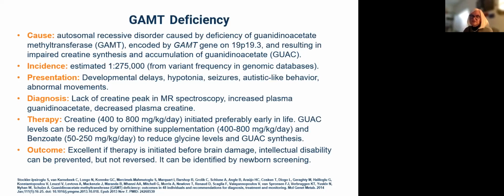So there is a therapy for GAMT deficiency. The therapy leads to a very good outcome if initiated before any irreversible consequences have already occurred. The therapy consists of administration of creatine, and also one of the goals of the therapy is to reduce the concentration of guanidinoacetate, which is neurotoxic. The guanidinoacetate levels can be reduced by ornithine supplementation and benzoate supplementation. Next.